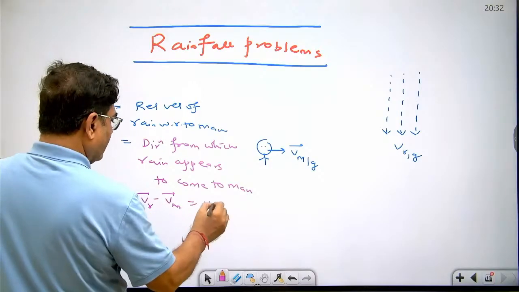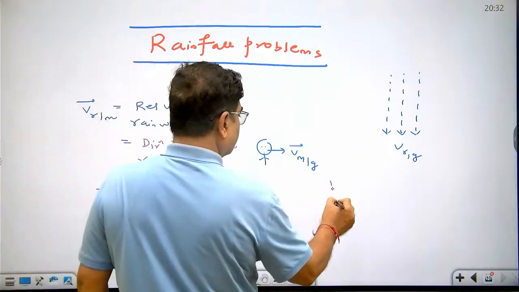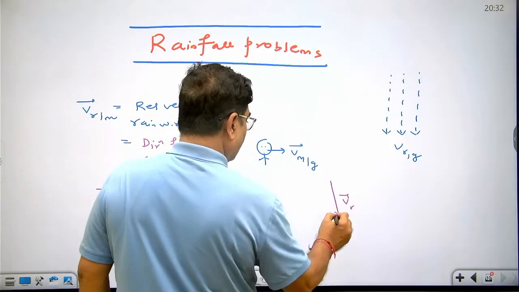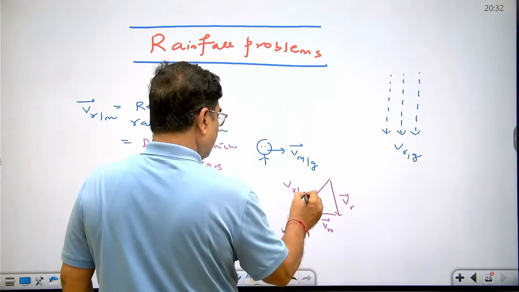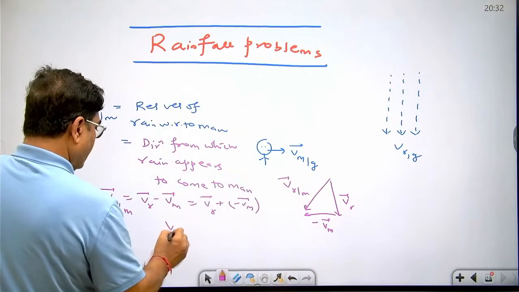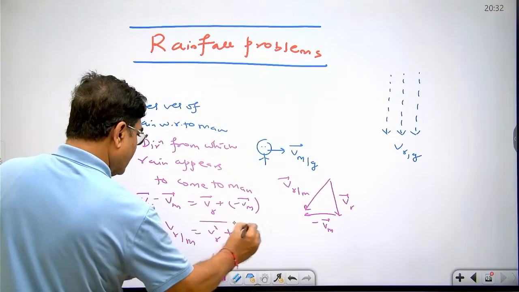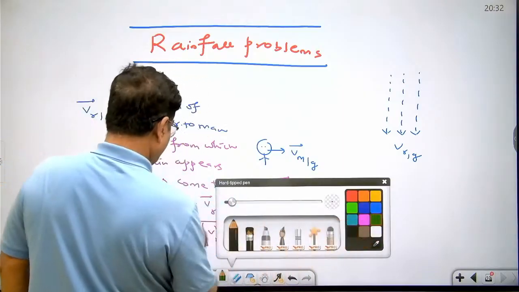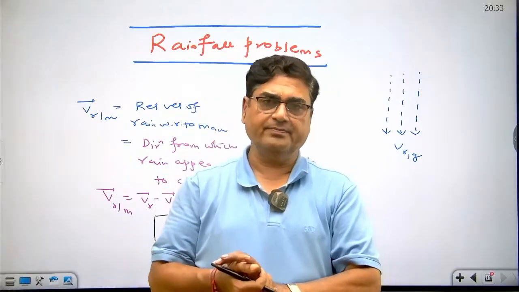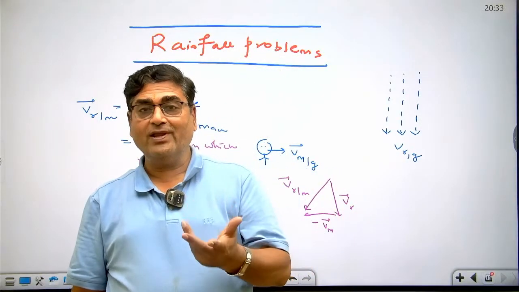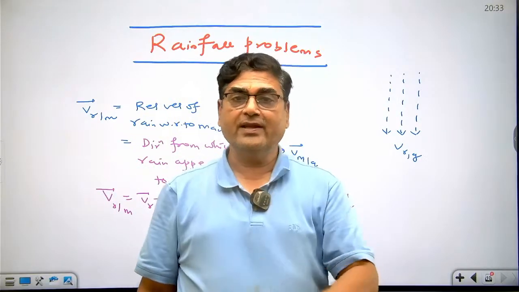Okay, so we can write VR plus minus VM. If you draw the diagram, this is VR, this is minus VM, this is VRM. So magnitude of VRM is what? This is the square root of VR square plus VM square. This is the magnitude of VRM. Now umbrella is to be held in a direction opposite to VRM, means VMR. Umbrella is to be held in the direction of VMR.